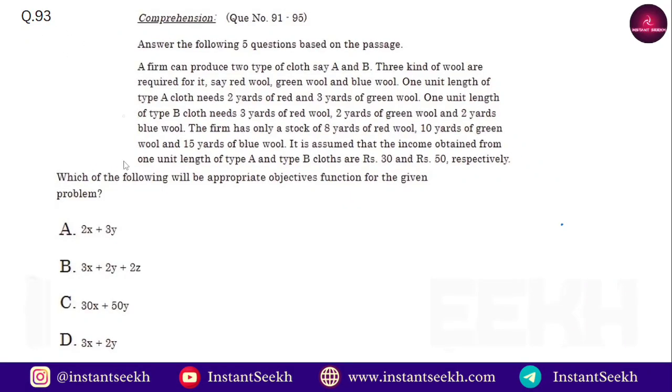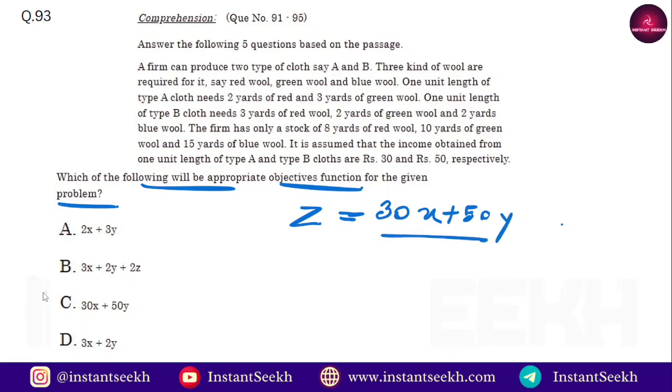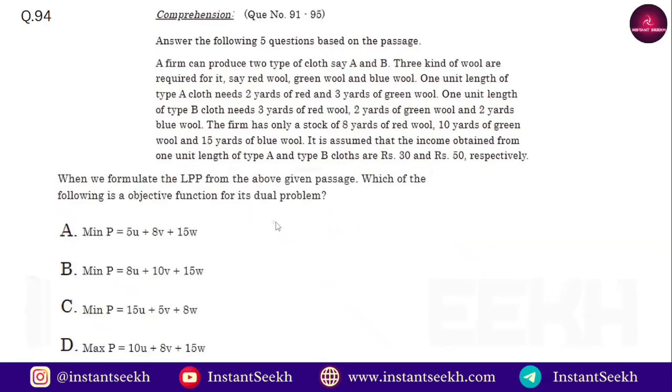Start with question number 93. Which of the following is the appropriate objective function for the given problem? Yes, we have penned down our objective function earlier itself. It is 30x plus 50y, right? So straight away you can mark option C as your correct answer for this particular question. So that's why it is very important to pen down everything in the first question itself. Your LPP constraints, your objective function, right? So z equal to 30x plus 50y will be your objective function. Okay, let's move on to the next.